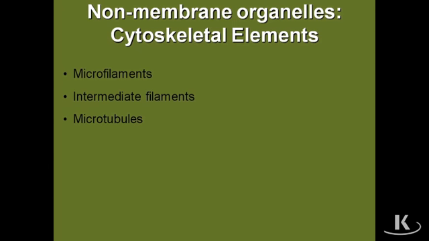Kind of intermediate in size, hence the name intermediate filaments, are tissue-specific filaments that consist of a number of different proteins that provide structural integrity to cells in a wide variety of organs. Lastly, the largest of the cytoskeletal elements will be the microtubules, and we'll see a variety of locations in which we find them. First, let's start with microfilaments.